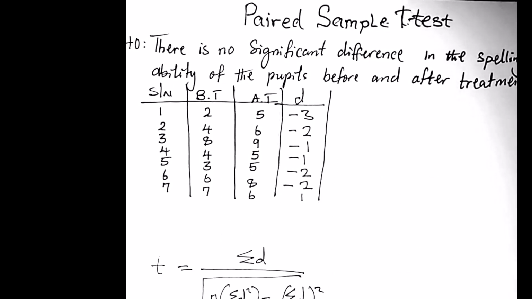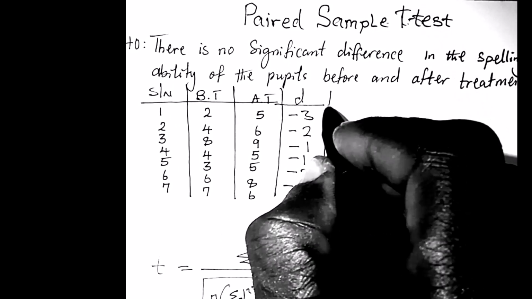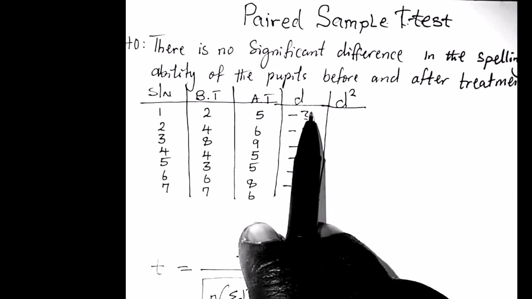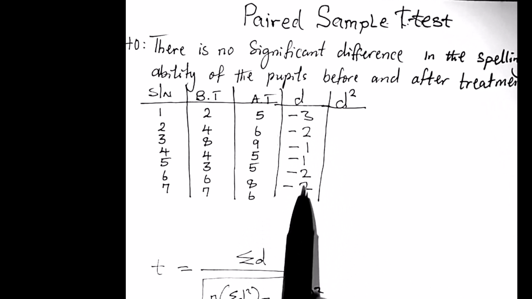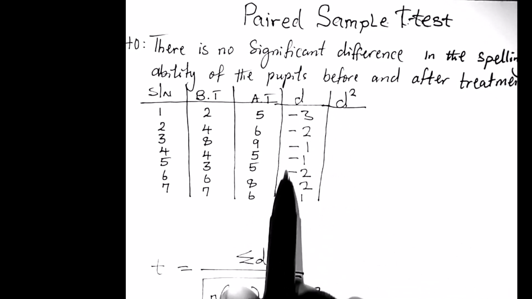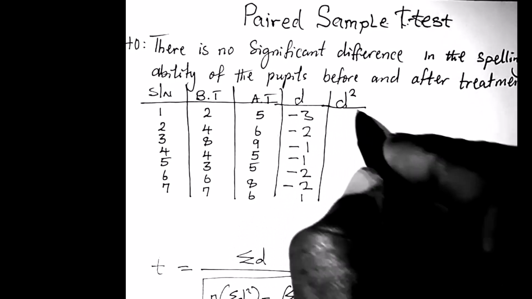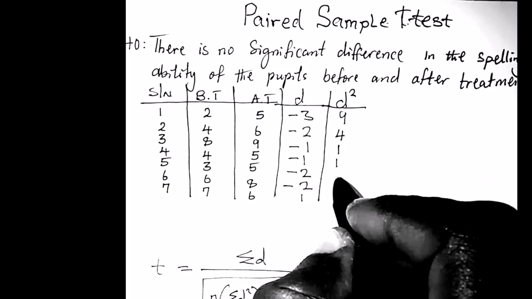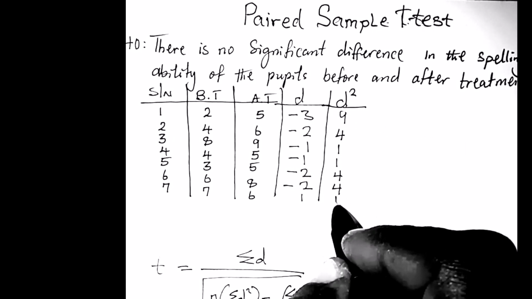Then the next thing is to look for the square of the difference, d squared. Which means we are to square all these numbers. Squaring these numbers means we are to multiply them by themselves, and automatically these negative signs will go off. So here we have 9, we have 4, 1, 1, 4, 4, and then 1.